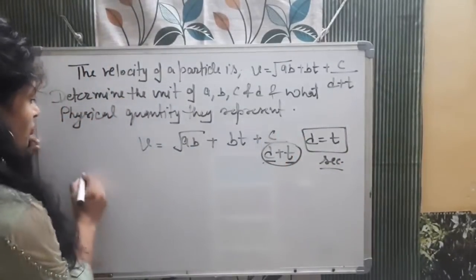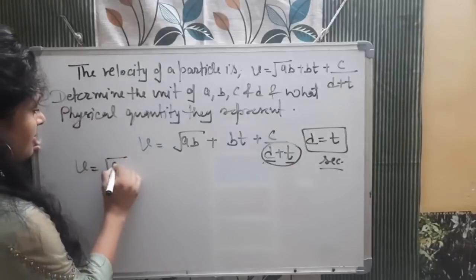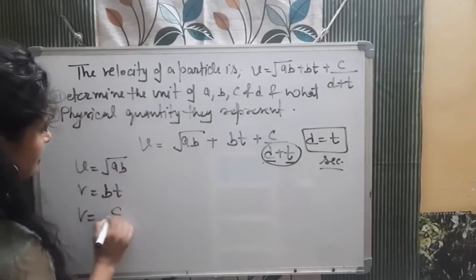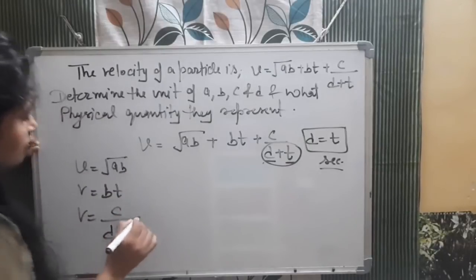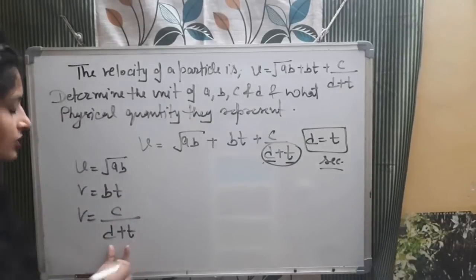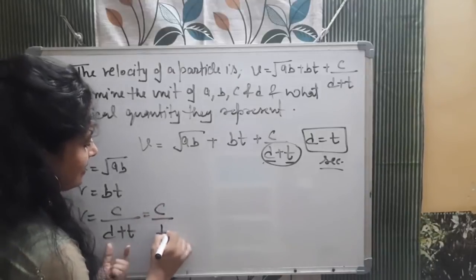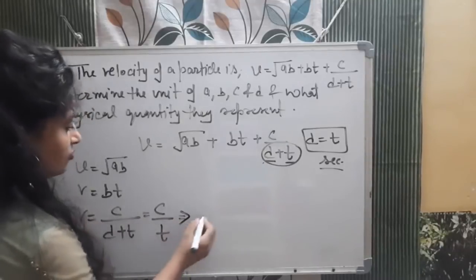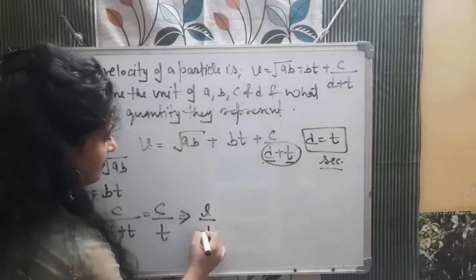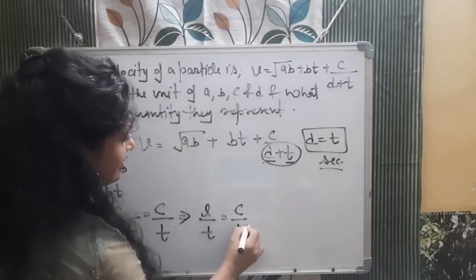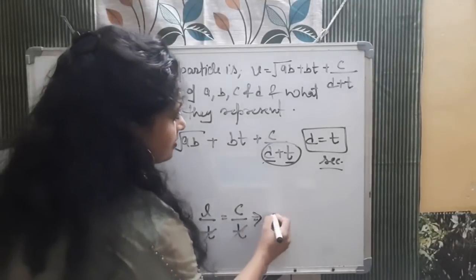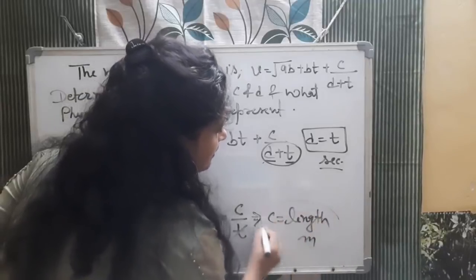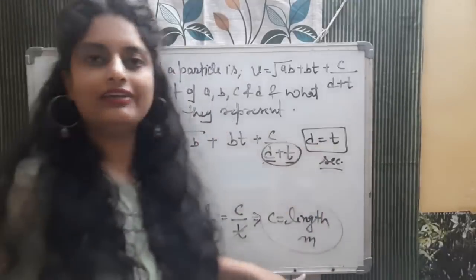Now we know V is equal to under root AB, V is equal to BT, and V is equal to C divided by D plus T. Now you know D is also time, this is also time. So can we write it like this? C by T. Now V is what? Length by time. We can say C by T. Time cancels with time. C represents length. And what will be the SI unit? Meter. This is about C. We got D, we got C.